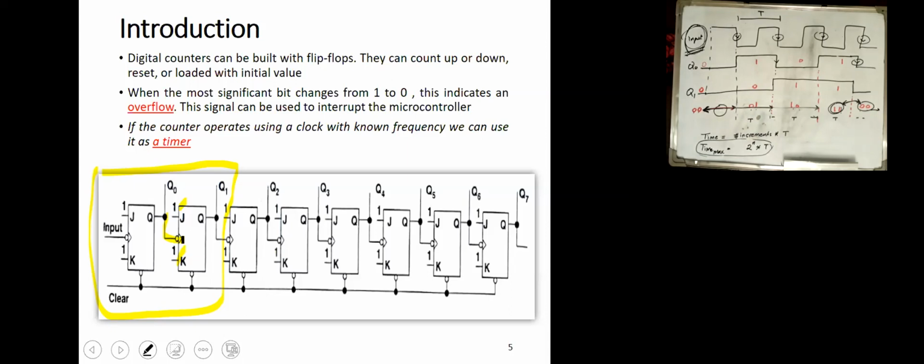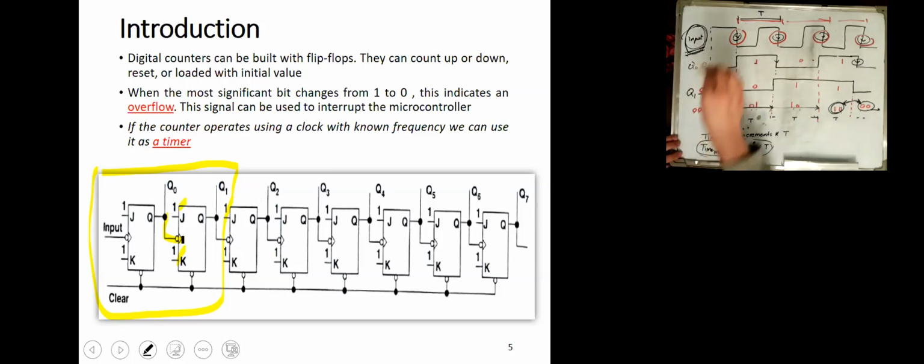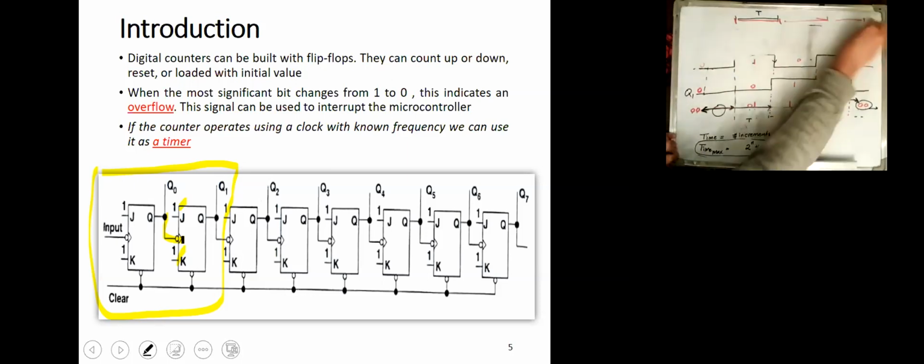Now, what if this input, or basically, let me ask this question. What does this counter count? What is this counter counting actually? As I said, I can think of it as either counting these edges, 0, 1, 2, 3, or counting the number of periods. So now, what if this input is not actually periodic? What if this input is not periodic?